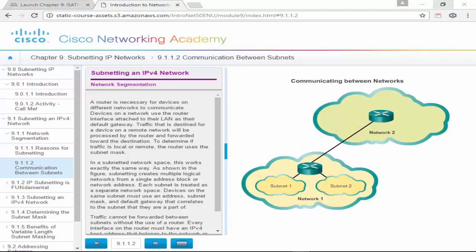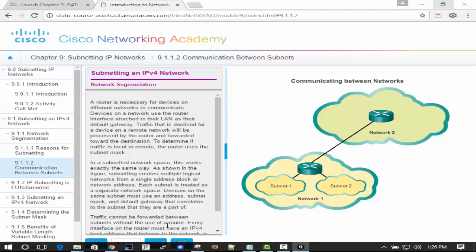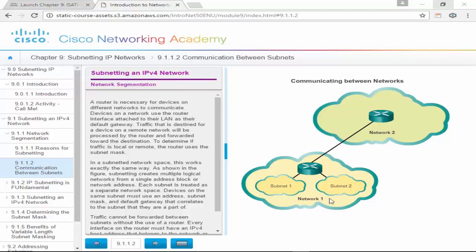So that's what establishes, as it says, that a router is necessary for devices on different networks to communicate. So each subnet is a different network. That's what it means. It means we take one network and we break it into multiple networks, or sub-networks, right? And so that is what a subnet is, and we need a router to divide it.